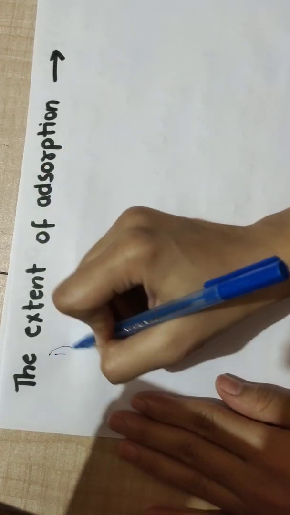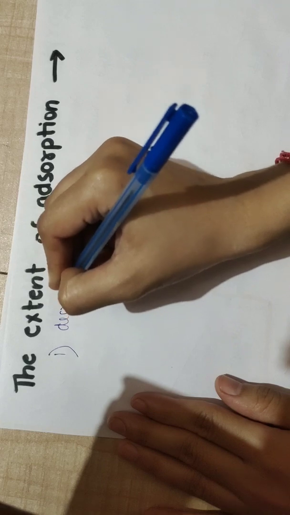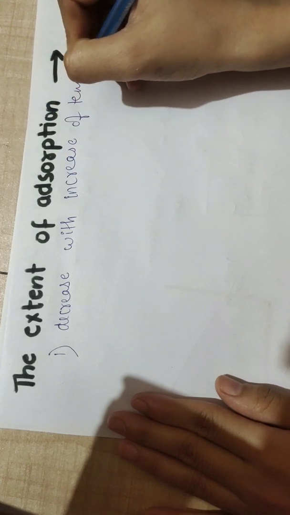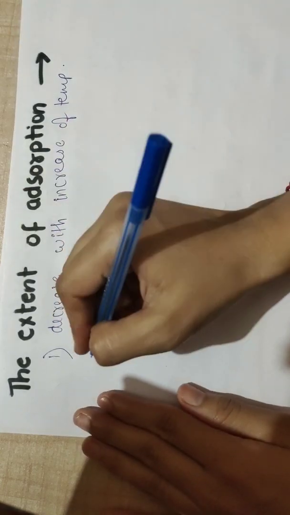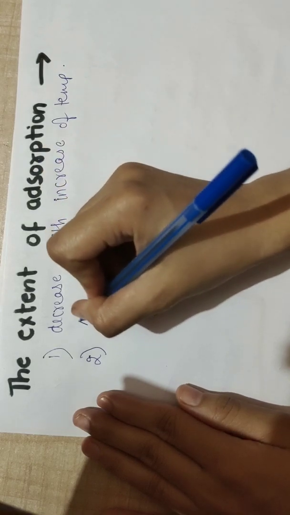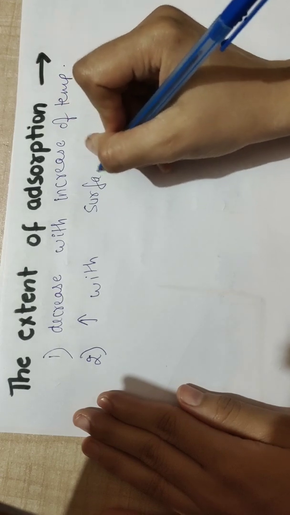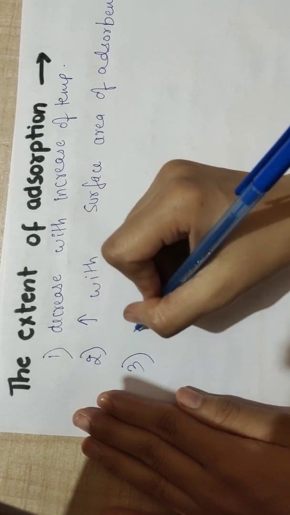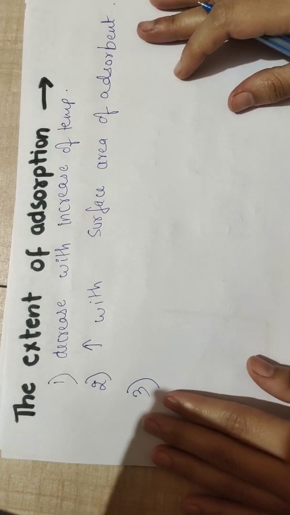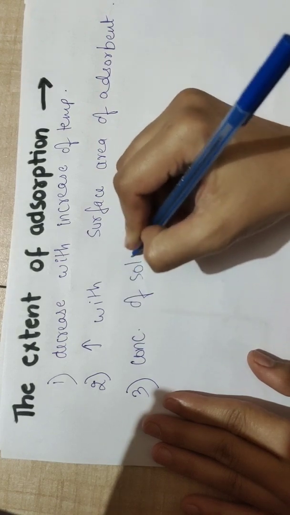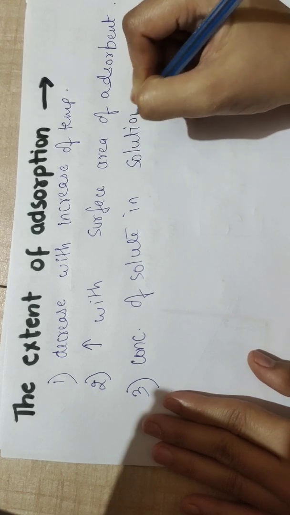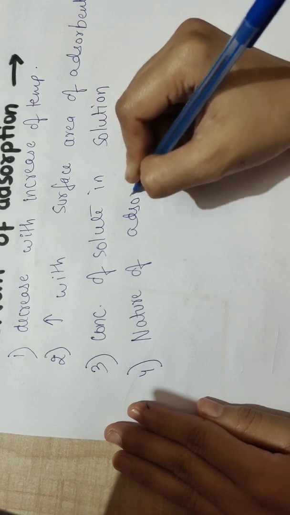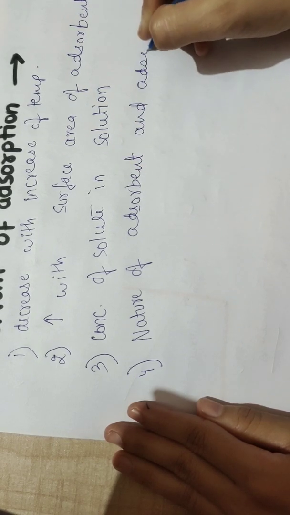Okay. Now after that comes the extent of adsorption. First of all, the extent of adsorption decreases with increase of temperature. Whenever temperature rises, the extent of adsorption will decrease. Second, the extent of adsorption will increase with the surface area of the adsorbent. Third point, it also depends upon the concentration of solute in solution. And the last point, it also depends upon the nature of adsorbent and adsorbate.